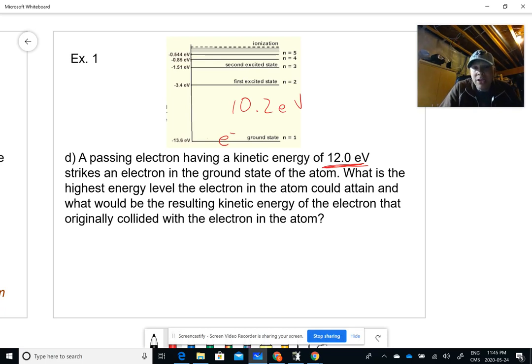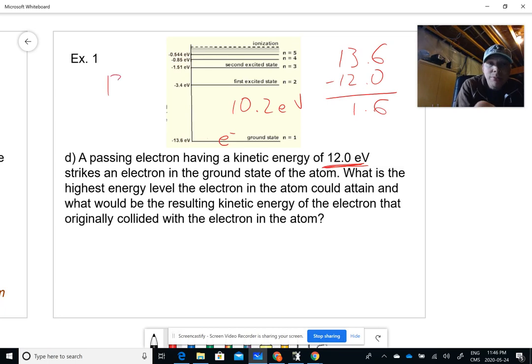So what we need to do in here is, it says what is the highest energy level that the atom could attain, right? So what we need to do here essentially is just take 13.6 and subtract the 12. So let's say that it could take all of it. What would we be left with? We'd be left with 1.6 electron volts. Okay, so if we look at this first energy state here, we would need to have 10.2 electron volts. If we go to the second energy level here, we'd be going from 13.6 and then subtracting the 1.51.